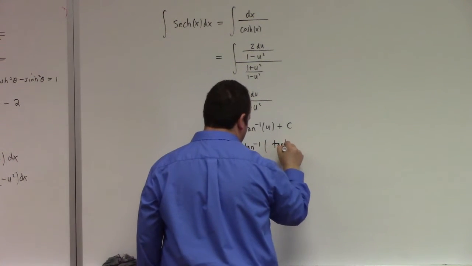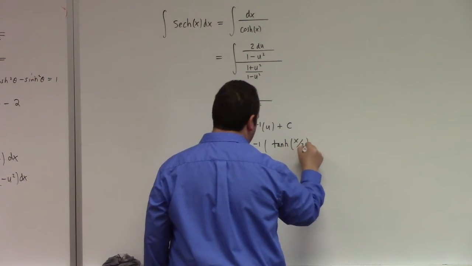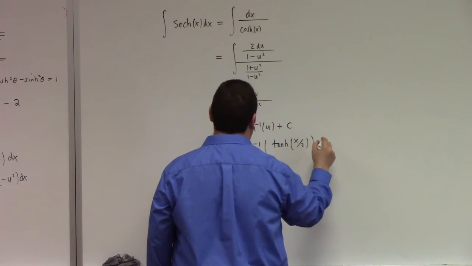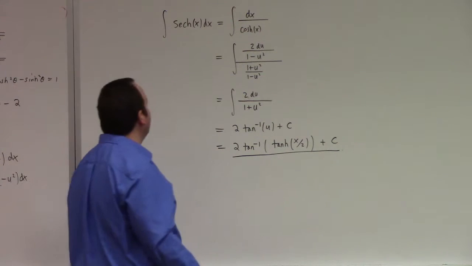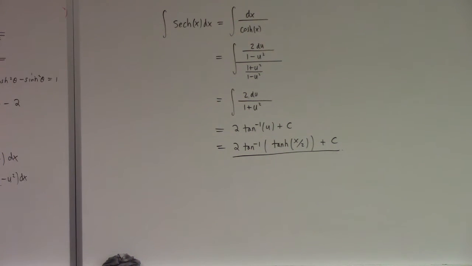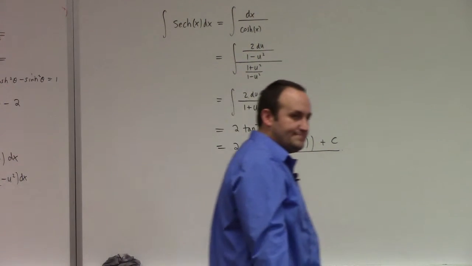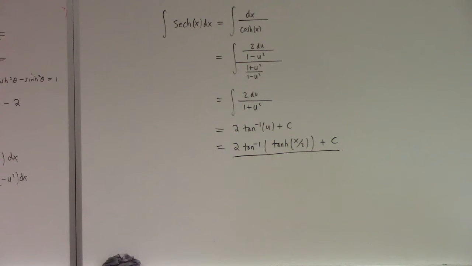Hyperbolic tangent of x over 2. Golly, what kind of answer is that? Man. What's that? Well, it is 41. I think you can check the answer in the back of the book too, right? Sure, yeah.